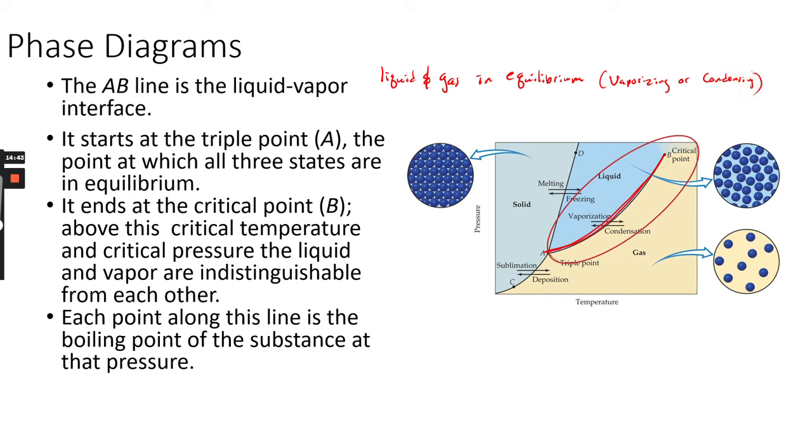So this line here is your boiling points or your condensation points as a function of temperature and pressure. It starts at A, which is your triple point, and it ends at B. B is your critical point. Above the critical point, no matter how much pressure you apply, you can never liquefy your gas. Okay? Each point on this line is the boiling point of the substance.